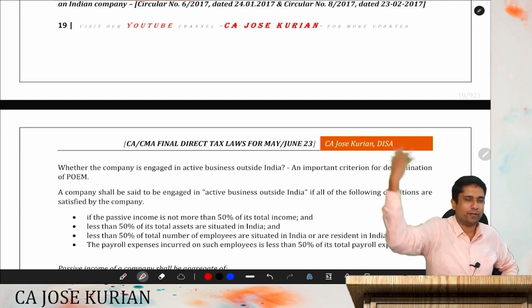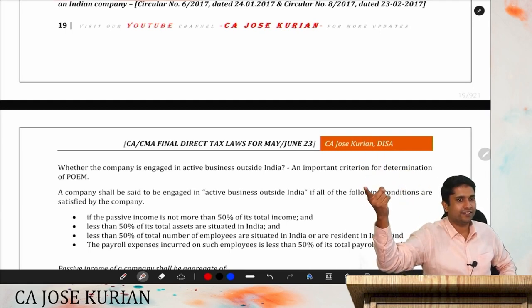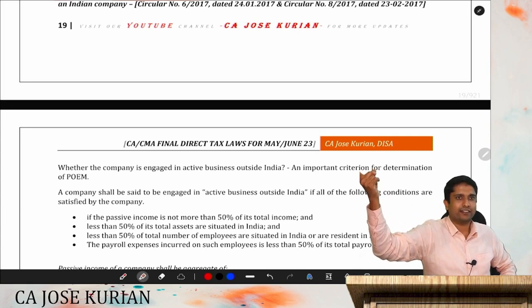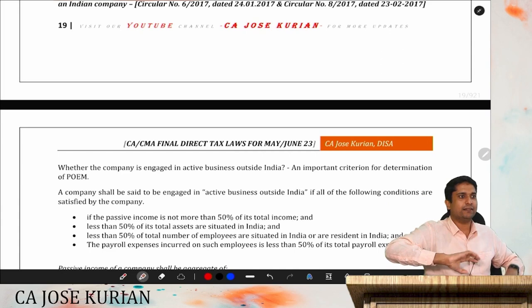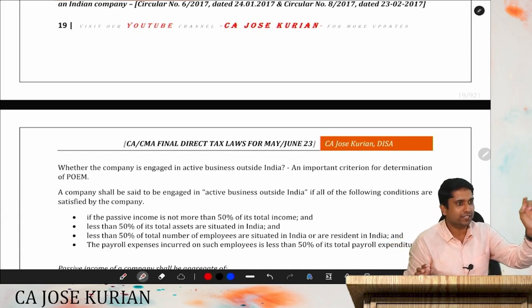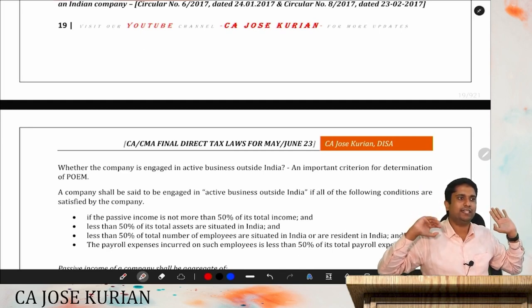Yes, sir. You have a property overseas, you'll get rent. You don't have to be there. Your company shouldn't have to be there for earning that rental income. Are you all with me? So for passive income, this territorial nexus has nothing to do. That's why they say how much you have passive income. If it is less than or equal to 50%, then active business is outside India.